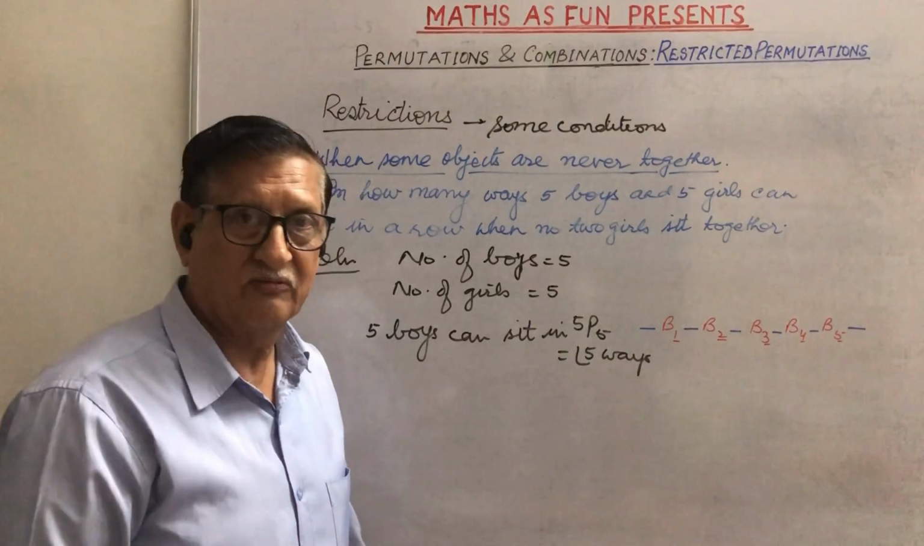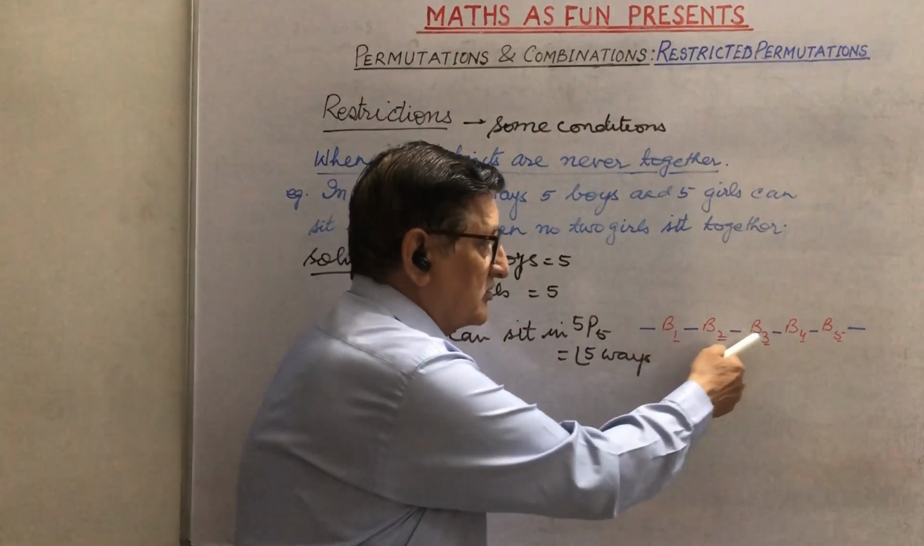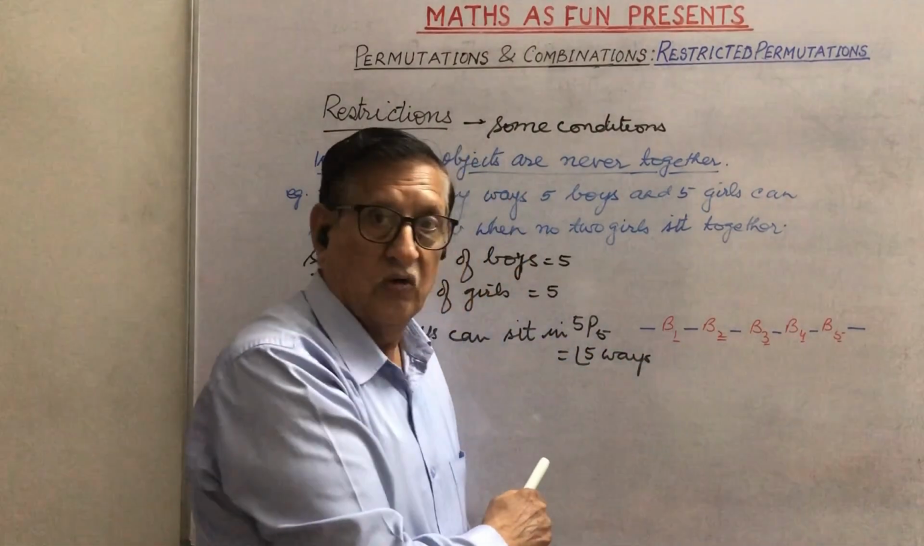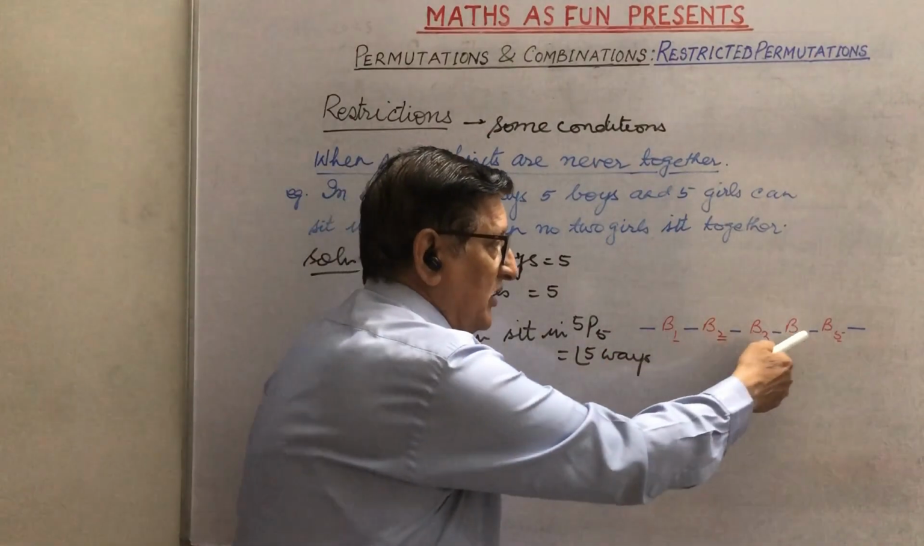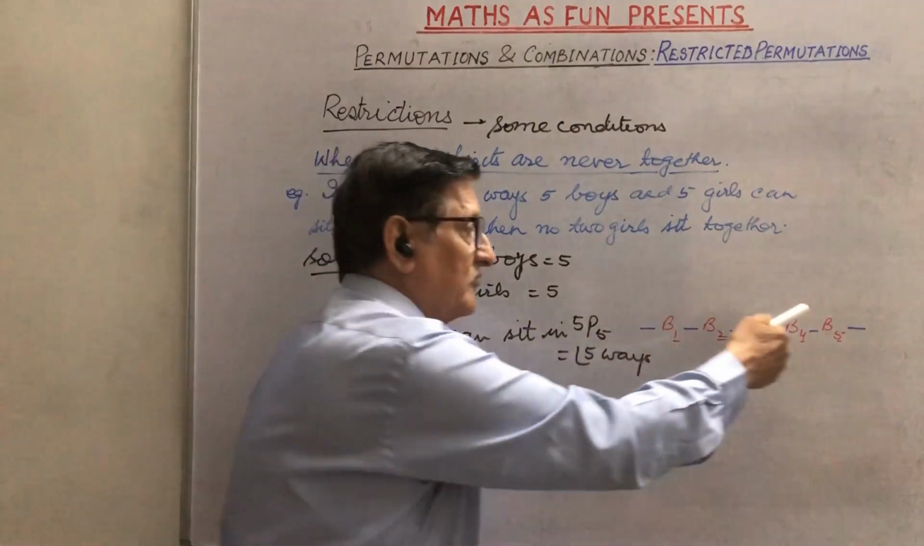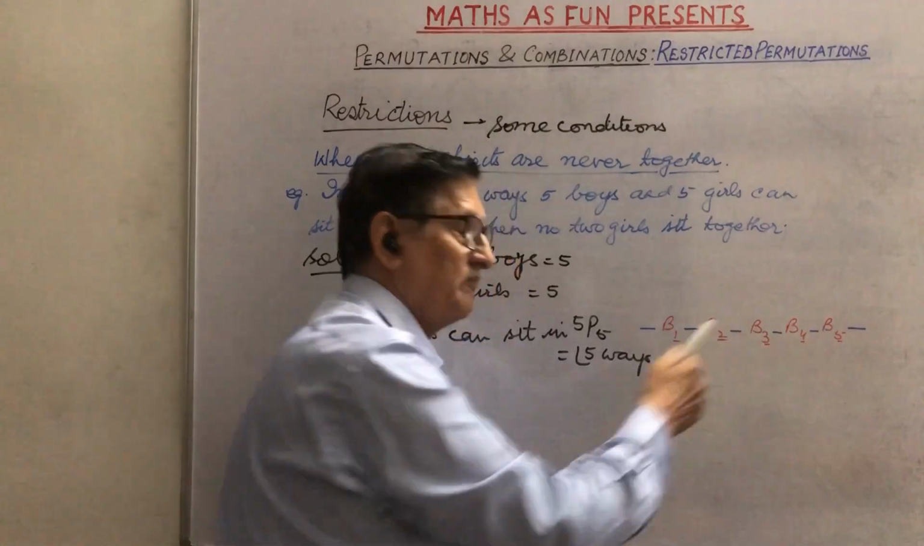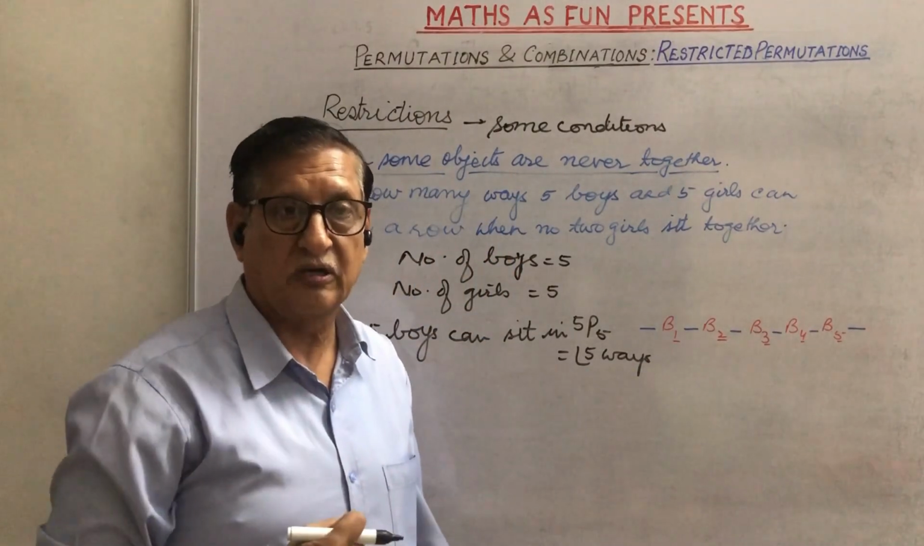Now for the girls, when they are not together, how many places do we have for the girls? Like this we can see, 4 girls can sit between them. But there are 2 more places, one before the boys and one after the boys. It means there are 6 places in which the 5 girls can be arranged.